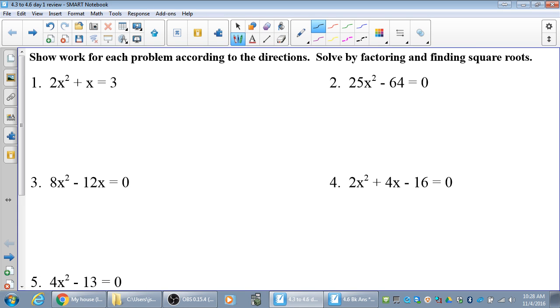Show work for each problem according to the directions, solved by factoring and finding square roots. So number one, we've got to get everything to the same side in order to factor. When we factor, we compare stuff to 0. We don't compare stuff to 3. This is the zero product property.